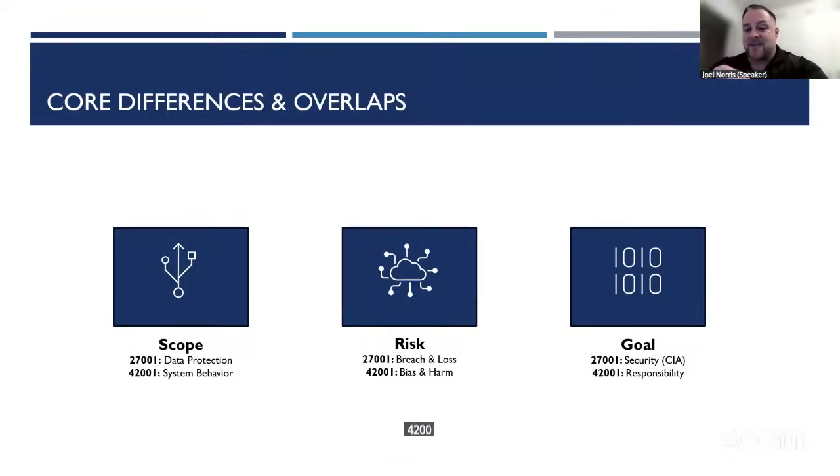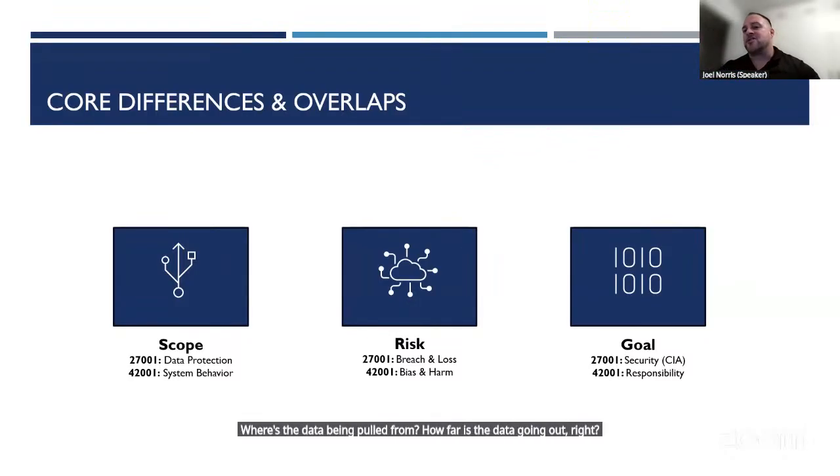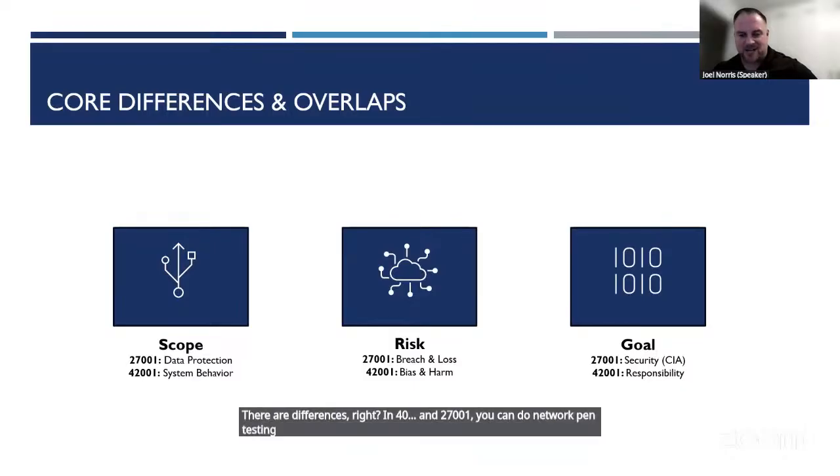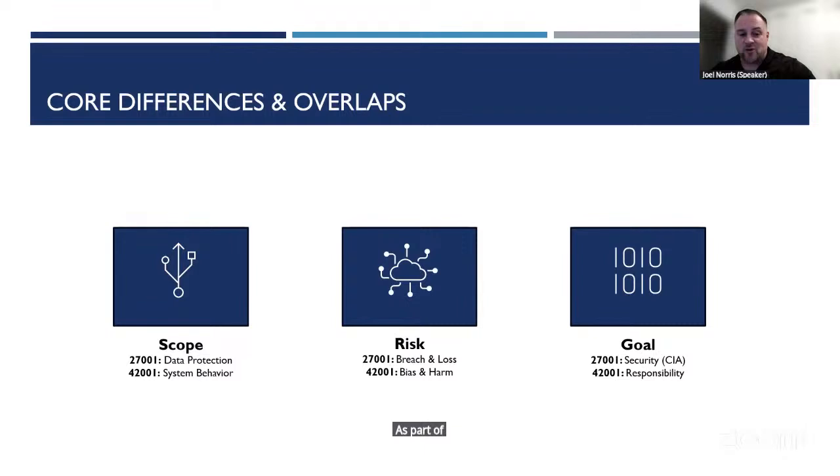42001 looks at system behavior. Where is the data being pulled from? How far is the data going out? There are differences. In 27001, you can do network pen testing and web application pen testing, or application pen testing, as part of your controls.